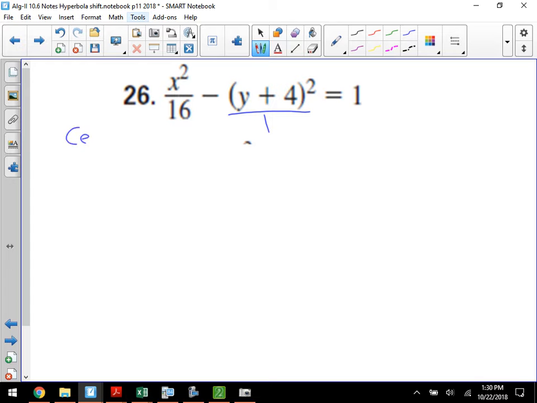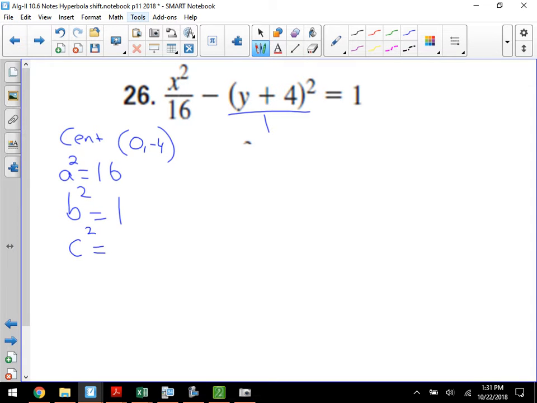We start with our center. Our center is our values of h and k. Well, the value of h is what? 0. It's 0 and negative 4 for h and k. Your value of a squared, since remember, a squared is always the first term for a hyperbola because that's what the formula tells you. So your a squared is 16, your b squared is 1, c squared.